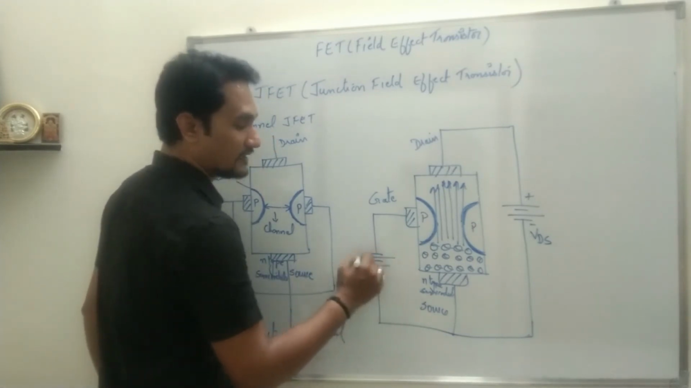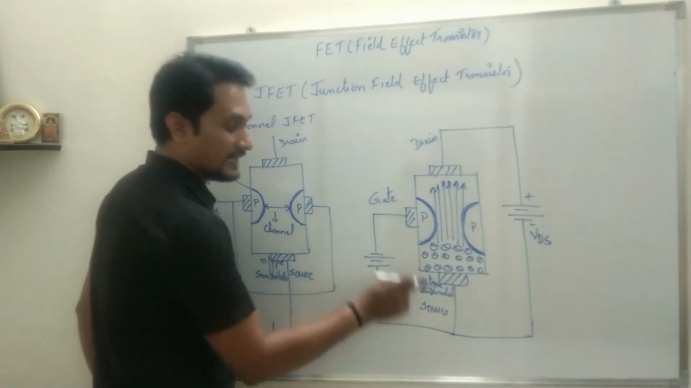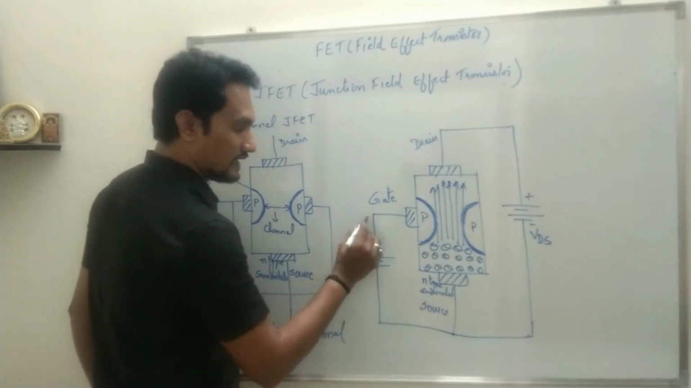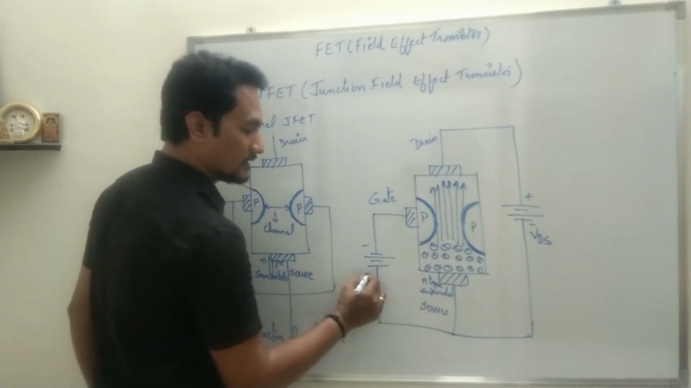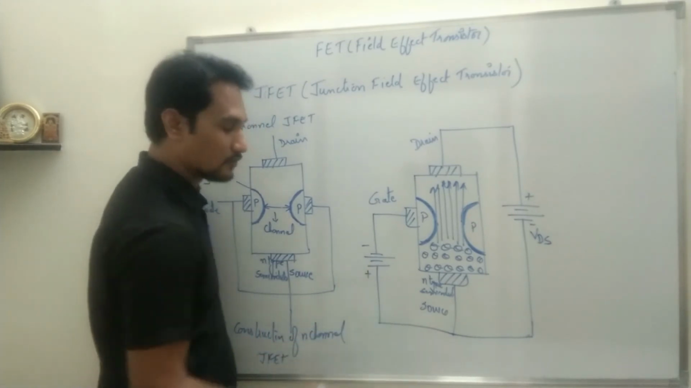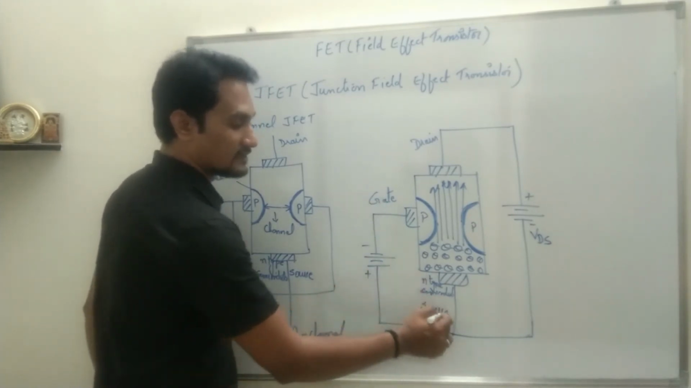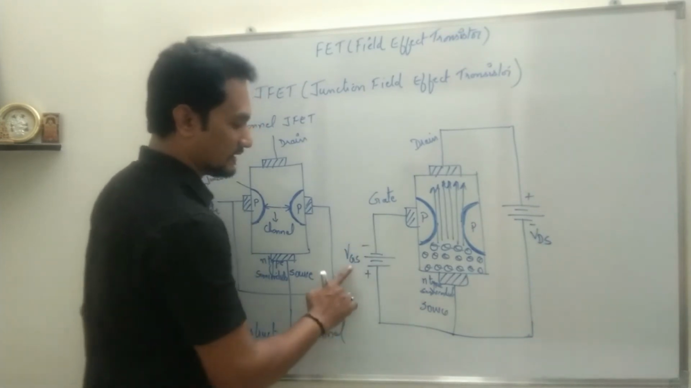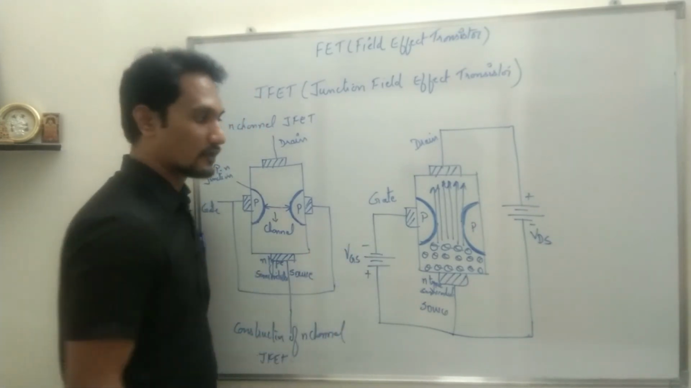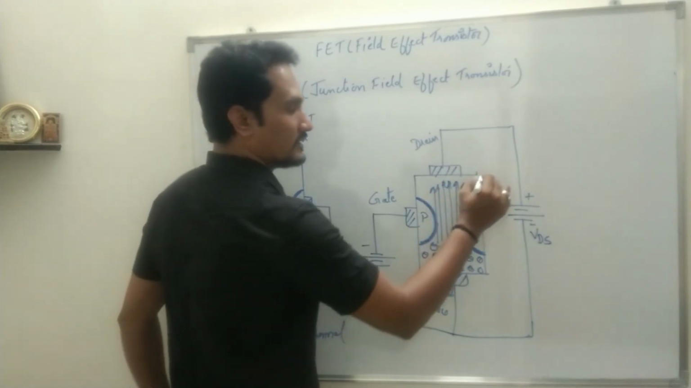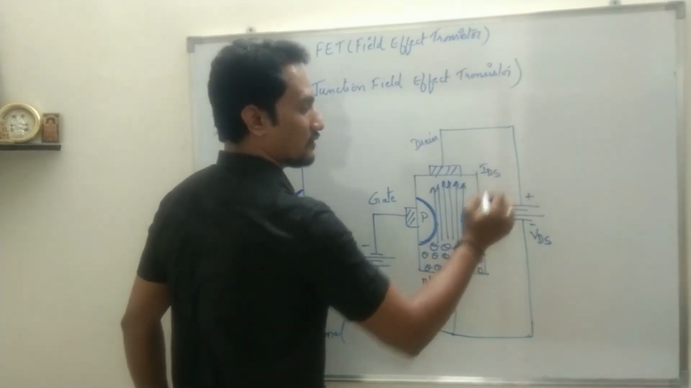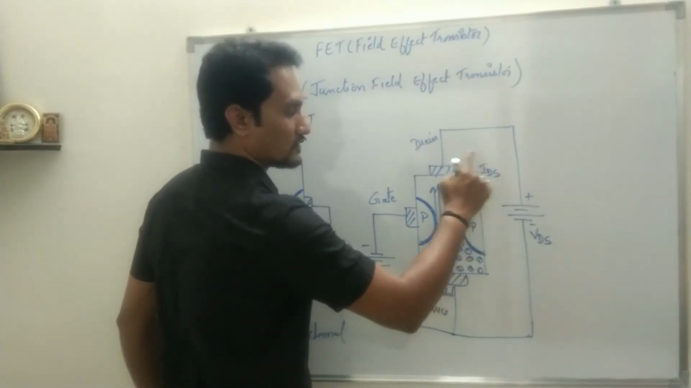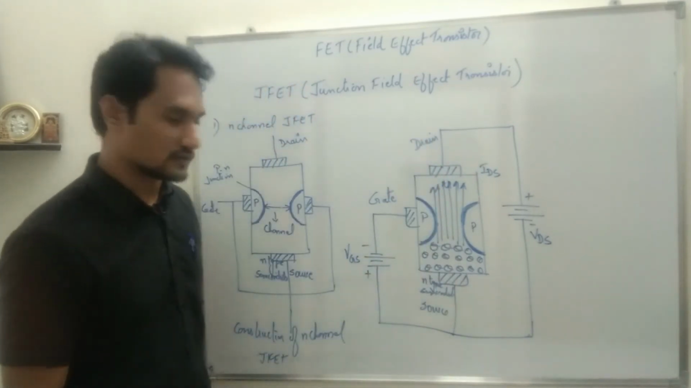So this is the polarity which has been applied between gate and source. Gate is connected to the negative terminal, source is connected to the positive terminal. We have to reverse bias the gate and source terminal. This potential is called VGS, gate to source voltage, and the current flowing through the circuit is called IDS, drain to source current.